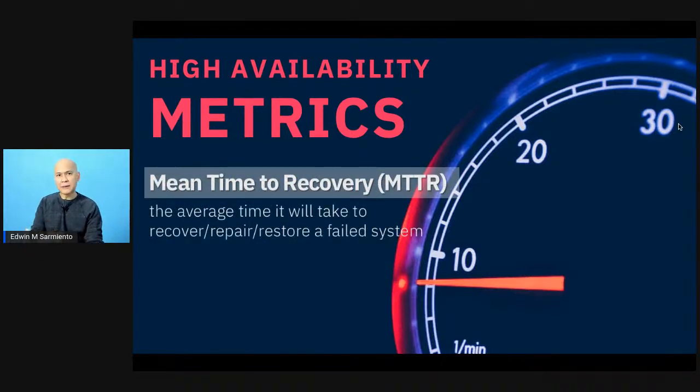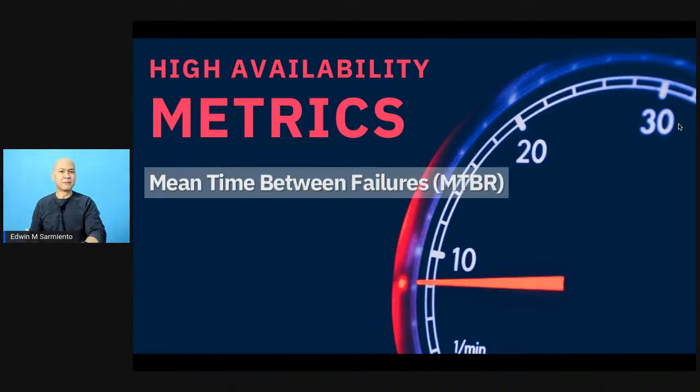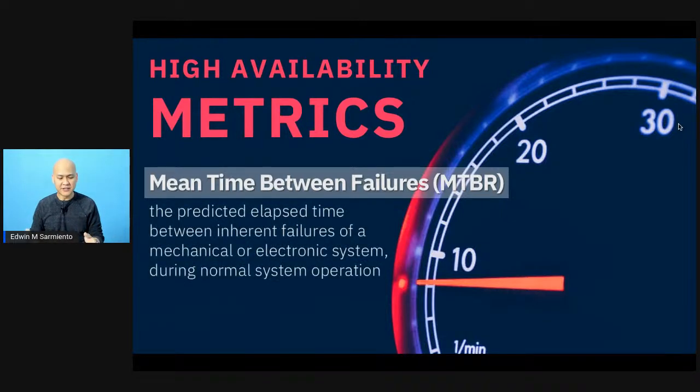The second one is the mean time to recovery. This is the average time it will take to either recover, repair, or restore. In fact, that R in mean time to R could be mean time to recover, mean time to repair, mean time to restore a failed system. Okay? This is another metric for high availability, the mean time between failures. This is the predicted elapsed time between inherent failures of a mechanical or electronic system during normal system operations.